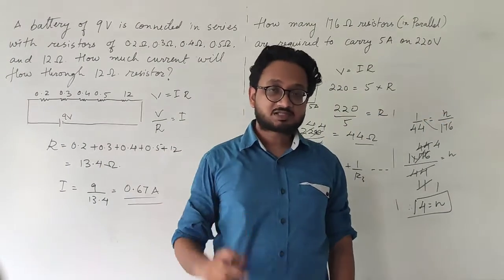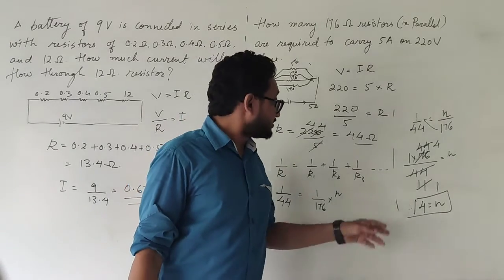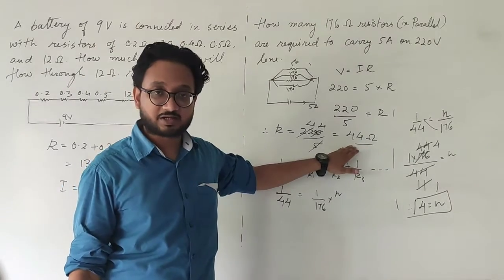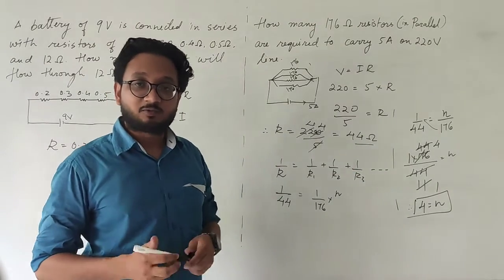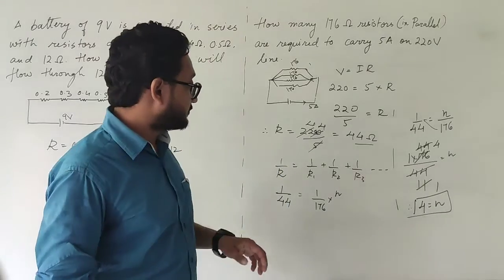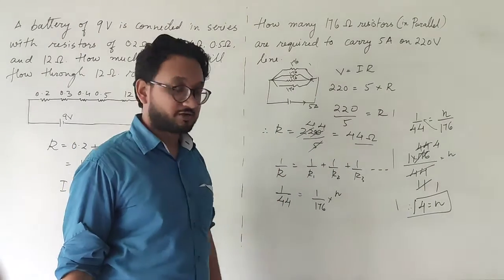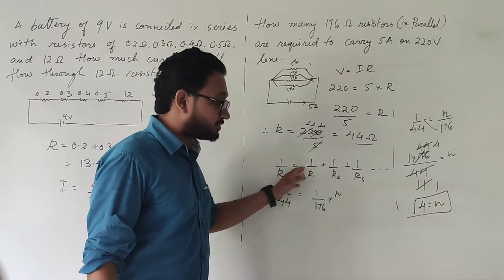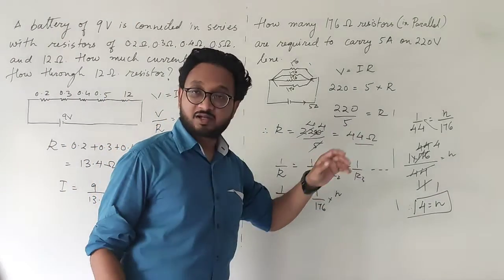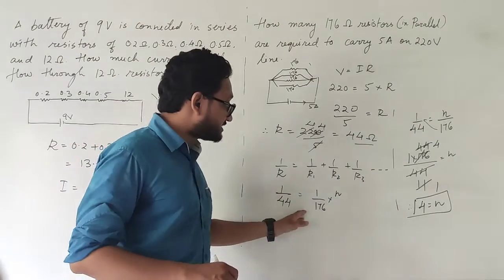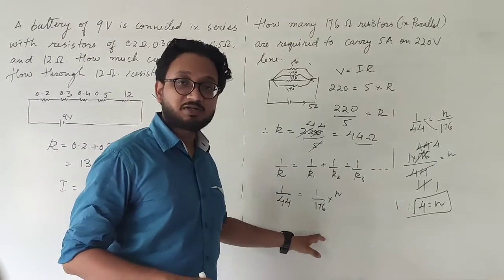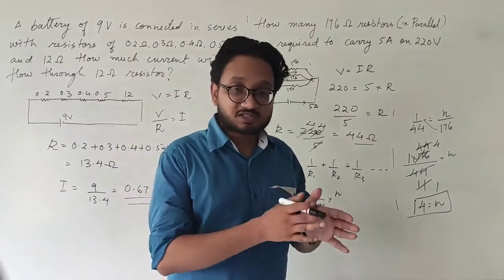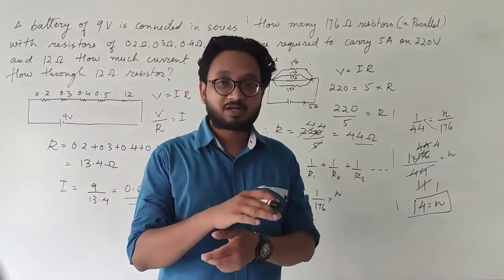Quite simple numerical, just a little bit of logic required over here. So in order to find the number of resistors, first you need to find the total resistance of the circuit, then only will you be able to understand what number of resistors you require. Now we found that the total resistance is 44, and the formula for total resistance in parallel is 1 by R is equal to 1 by R1 plus 1 by R2, n number of times. But in this case, R1, R2 and R3 are all the same. So 1 by 176, and we are adding them n number of times. So instead of adding them n number of times, I simply multiply it.